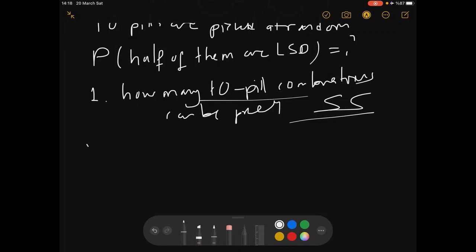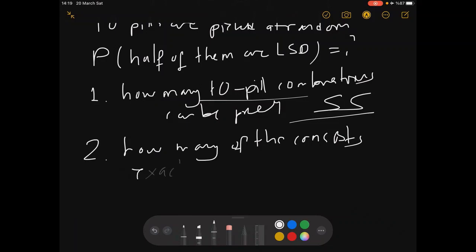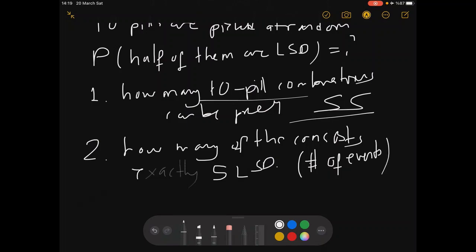And again, you need to also be careful about how many of them consist of exactly 5 LSD. So this is again defining the number of events here. This is also important. And then you will divide them. It's obvious for calculating the probability, but there are different methods for calculating the number of events here due to the nature of your experiments.